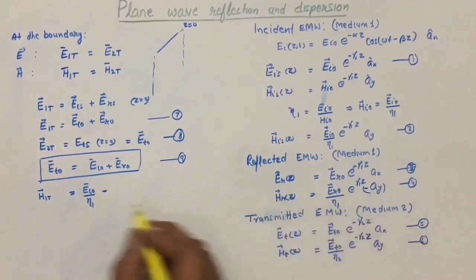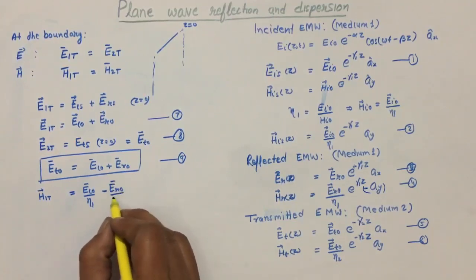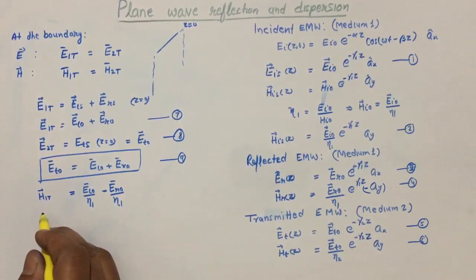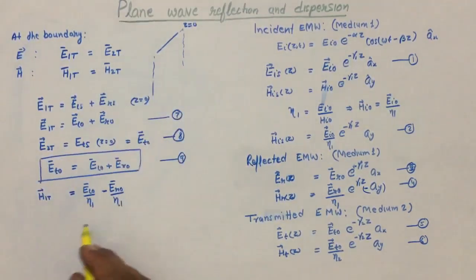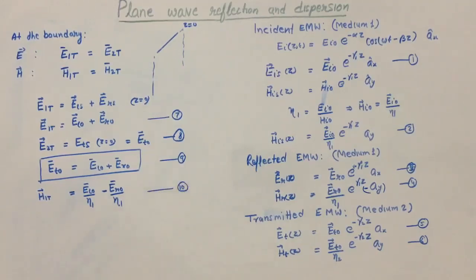So due to this, minus will be here, E reflected divided by medium 1. So the magnetic field component at the surface, the tangential component, is written here. This is equation 10.